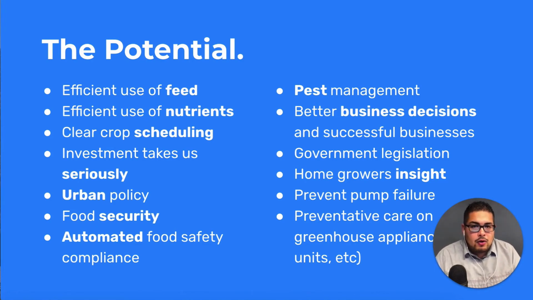When you're talking about clear crop scheduling, you'll know exactly when to plant something in relation to market trends, to weather trends, to everything else going on around you. It'll help you when you're talking to someone in urban policy or maybe a more national policy maker, that it will convince them in certain ways, one way or another, based off of your data. Your compliance can be automated because you can produce reports that show exactly what happened to this crop at this time. You can prevent pump failures.